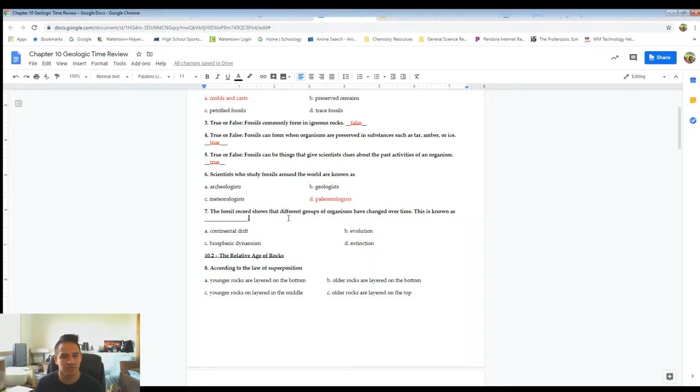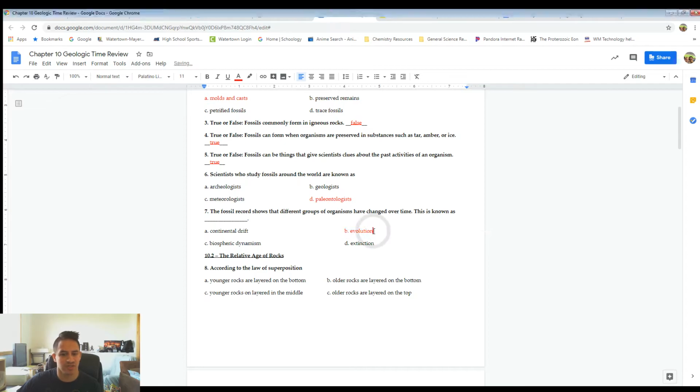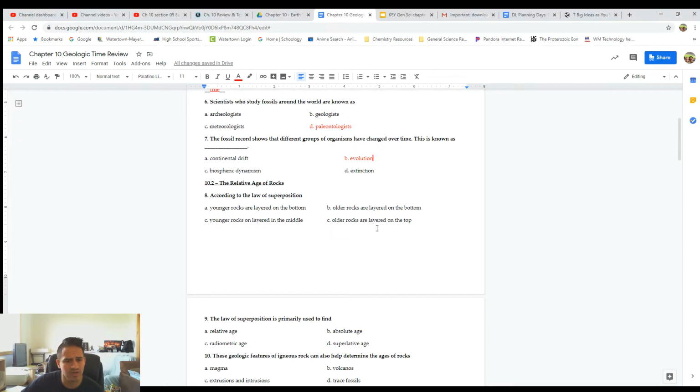Number seven, the fossil record shows that different groups of organisms have changed over time. This is known as, so this is evolution. The fossil record has shown that organisms on Earth have moved from very simple to very complex over the last 4.5 billion years, and they've essentially evolved. So, all right, moving on to the second section here on the relative age of rocks.